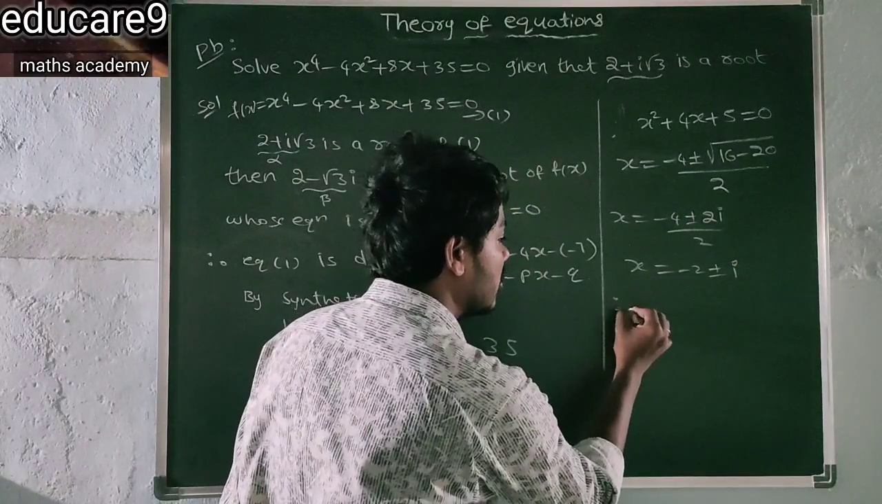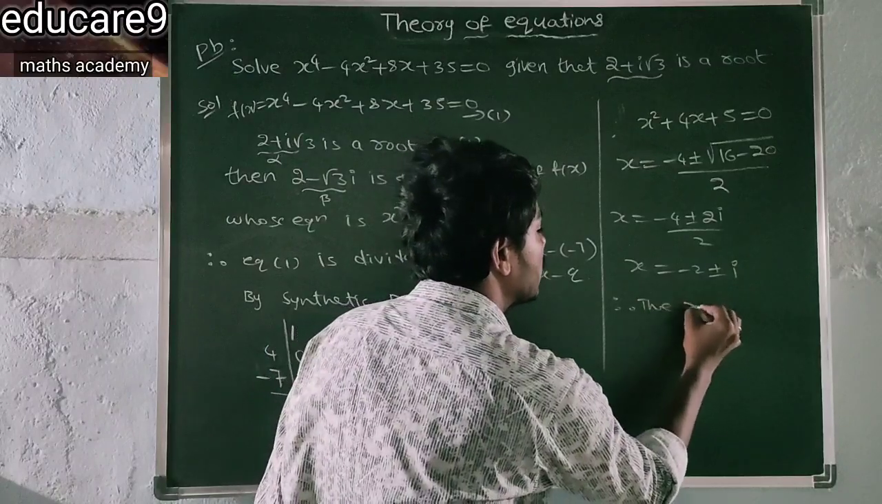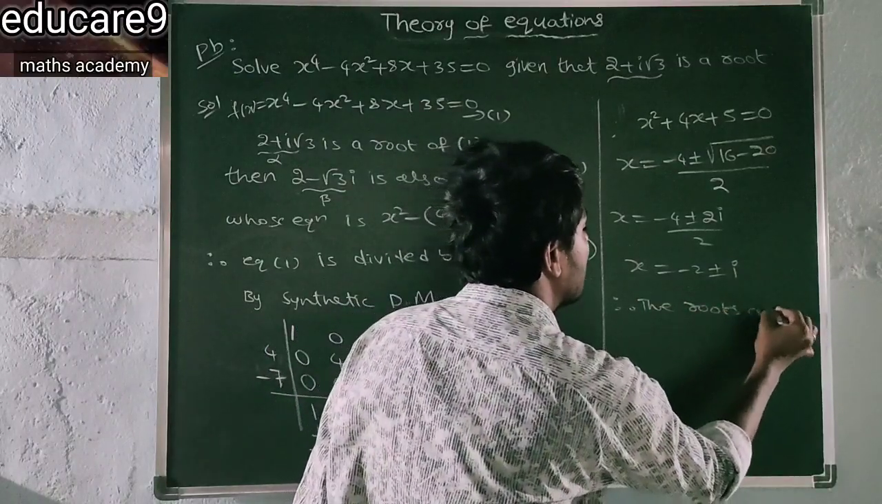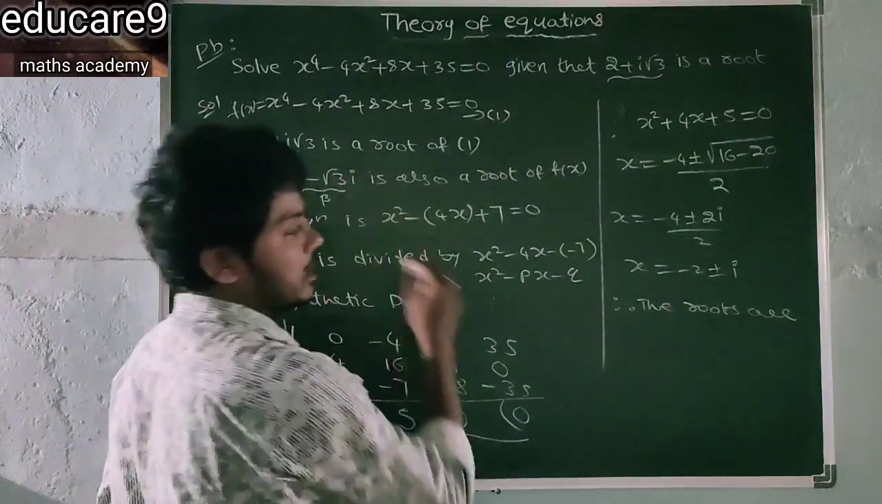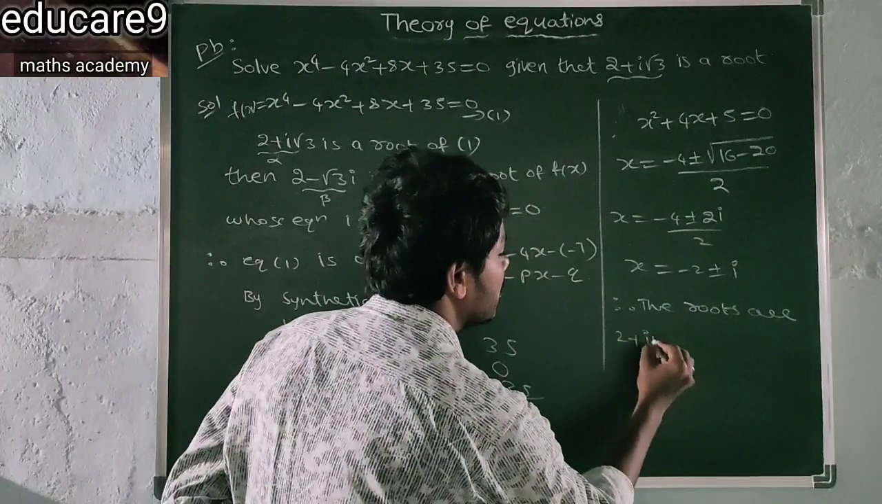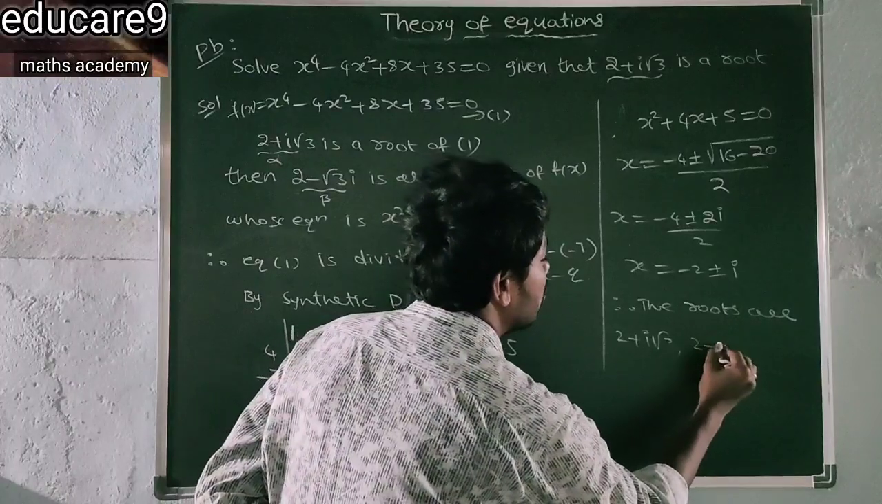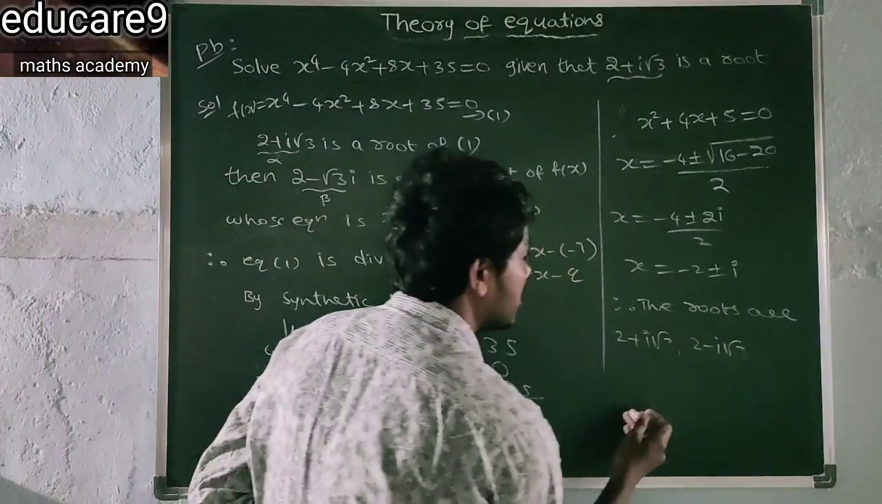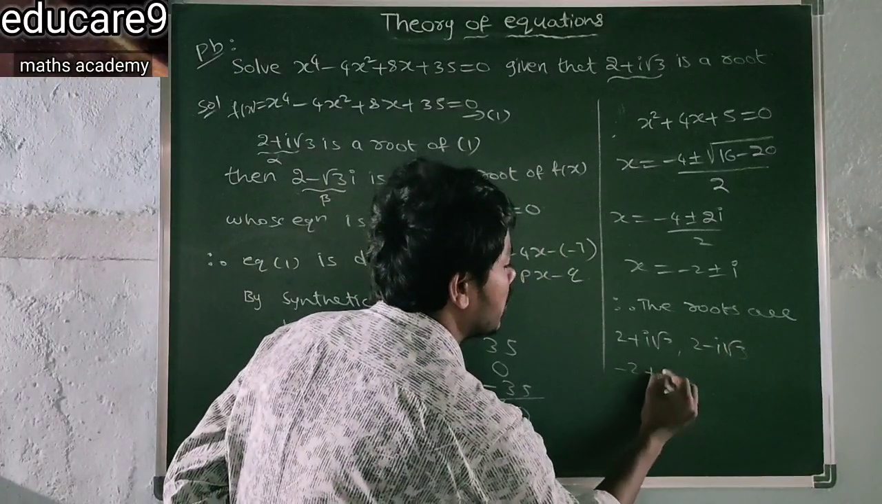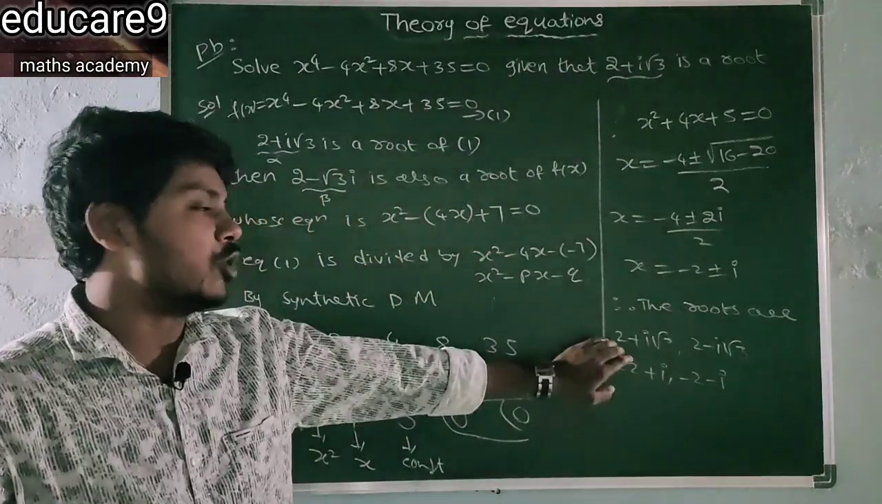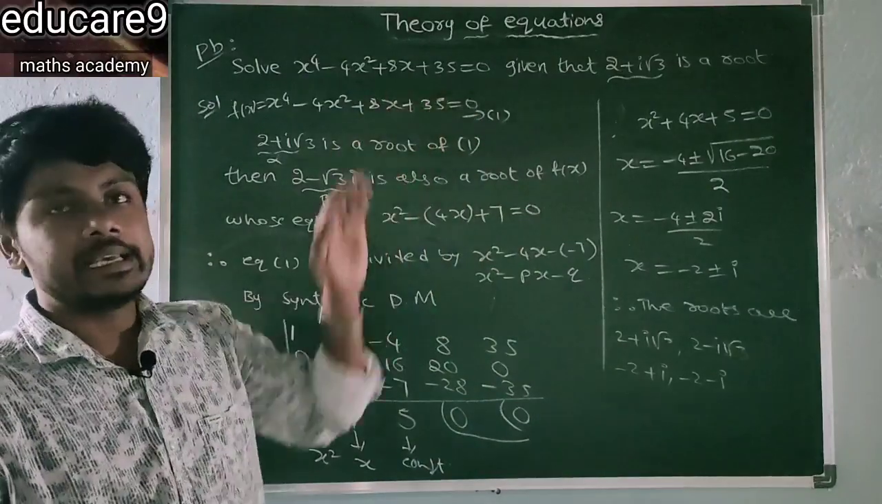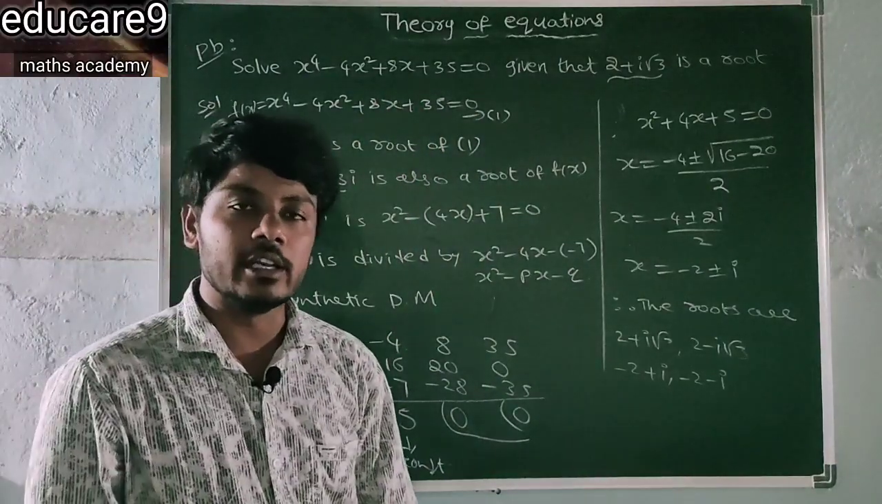So therefore the roots are 2 plus i root 3, 2 minus i root 3, minus 2 plus i, minus 2 minus i. So these are the 4 roots of the given fourth degree polynomial.